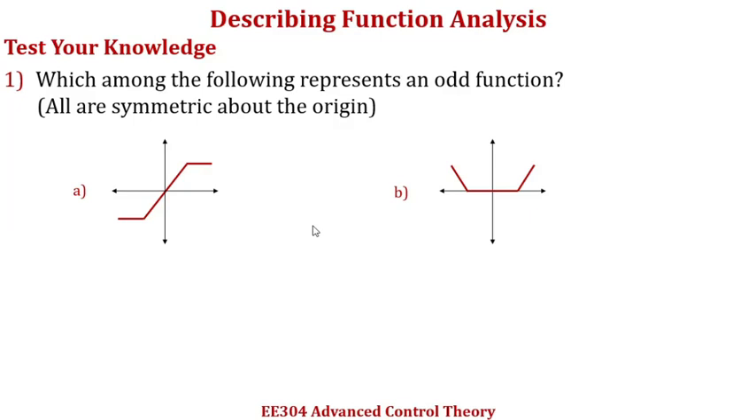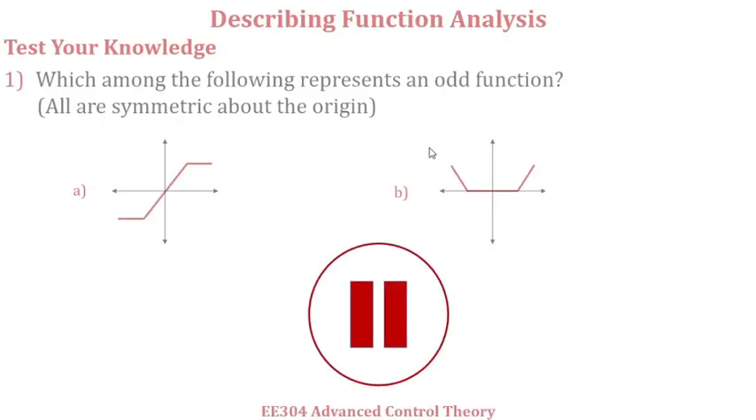Now, why is this question important? It is important because if the function is odd, the coefficient b1 in the Fourier series becomes equal to 0. So if you can determine whether the function is odd from the characteristics given to you, you can directly write b1 to be equal to 0. Now pause this video and try to determine the answer to this question.